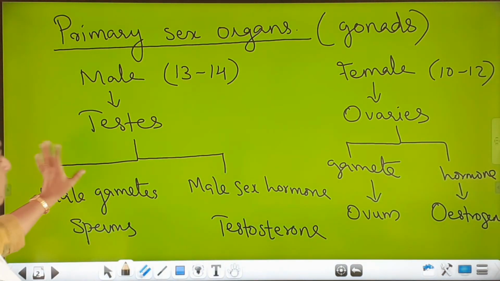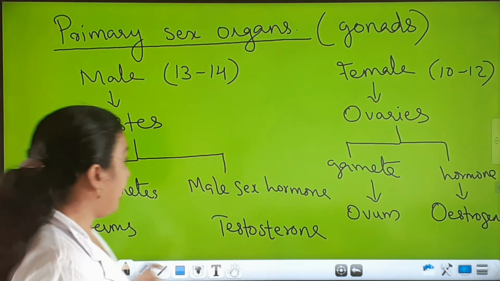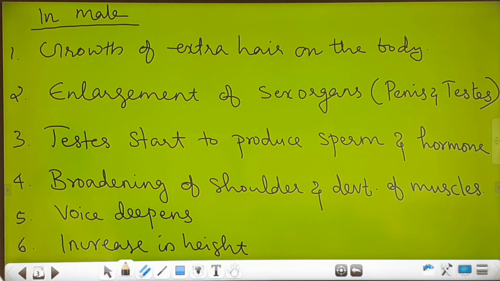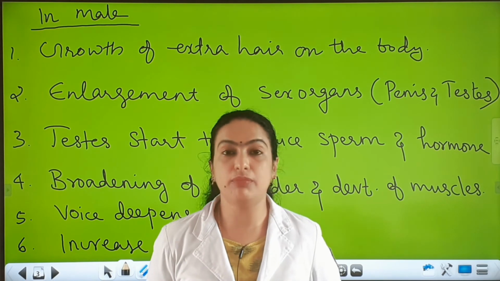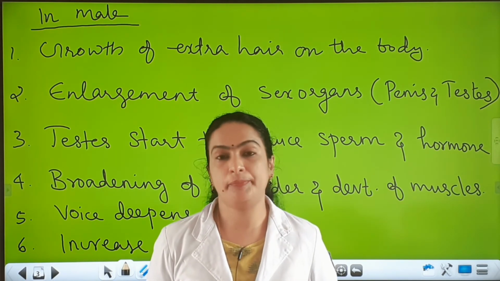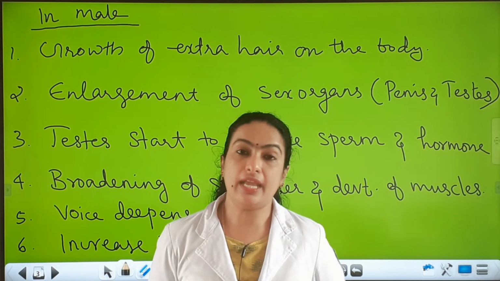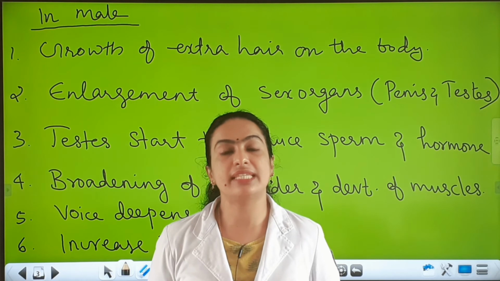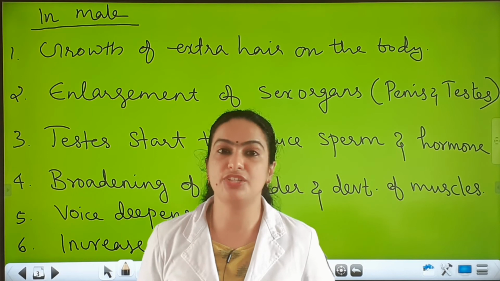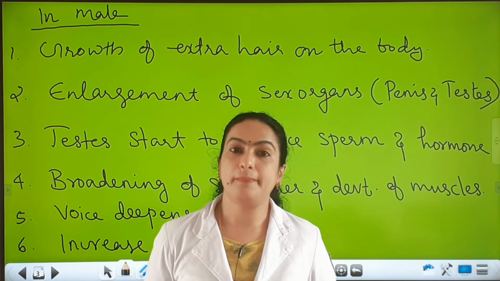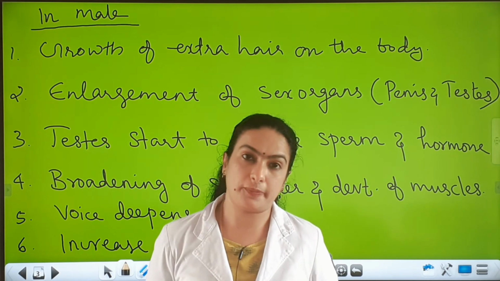So this is the basic thing in the reproduction of human beings. And next we can see, as I told you, the secondary sexual characteristics in boys and girls are triggered during puberty due to the secretion of hormones. In males or in boys, the secondary sexual characters can start during the age of 13 to 14 due to the secretion of the male sex hormone testosterone.